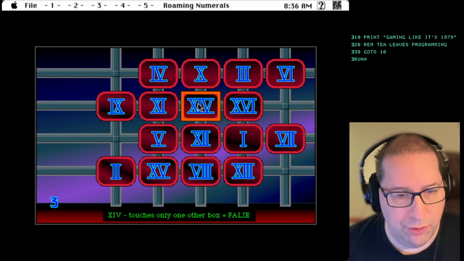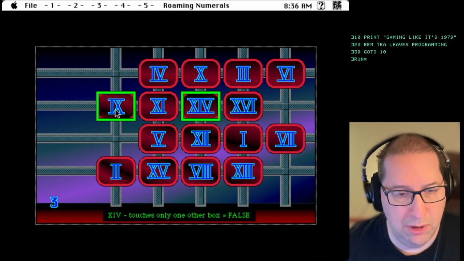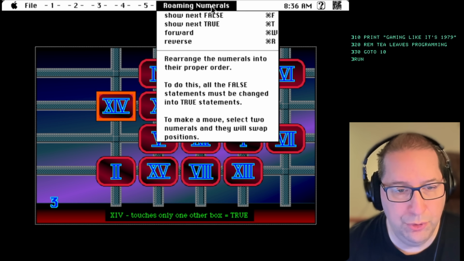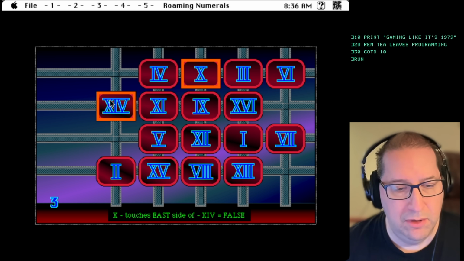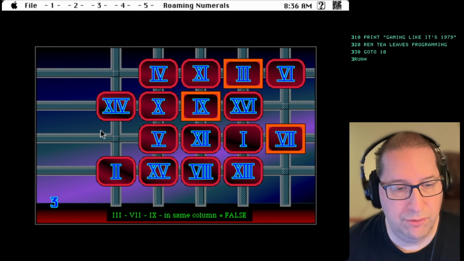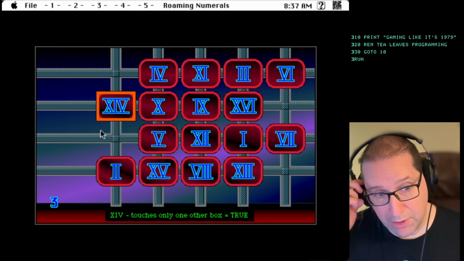So 14 touches only one other box. That's a good hint because it means there's only one of 4 places where that 14 can be. Here, here, here, or here. Let's see if there's another rule involving this 14. Ten touches east side of 14. That's good because that tells us that that 14 can only be here or here. Let's look for another rule involving that 14. Nope, we just get that one.